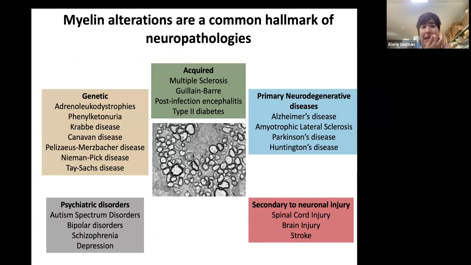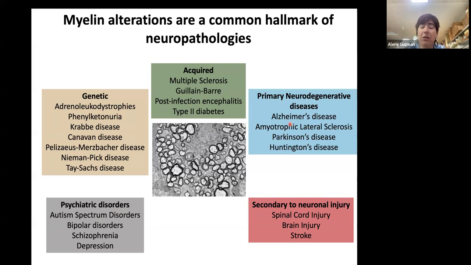Although myelin has been mainly studied in the context of primary demyelinating diseases like multiple sclerosis, which is going to be the focus of this talk later on, it is now well accepted that we can see myelin alterations as a hallmark across different neuropathologies. We can see them in multiple sclerosis, which is the primary demyelinating disease, or adrenoleukodystrophies, which represent a genetic disorder that leads to demyelination. But we also see myelin alteration in other psychiatric disorders, such as autism spectrum disorders, schizophrenia, or other neurodegenerative diseases, including Alzheimer's disease or ALS or Huntington's.